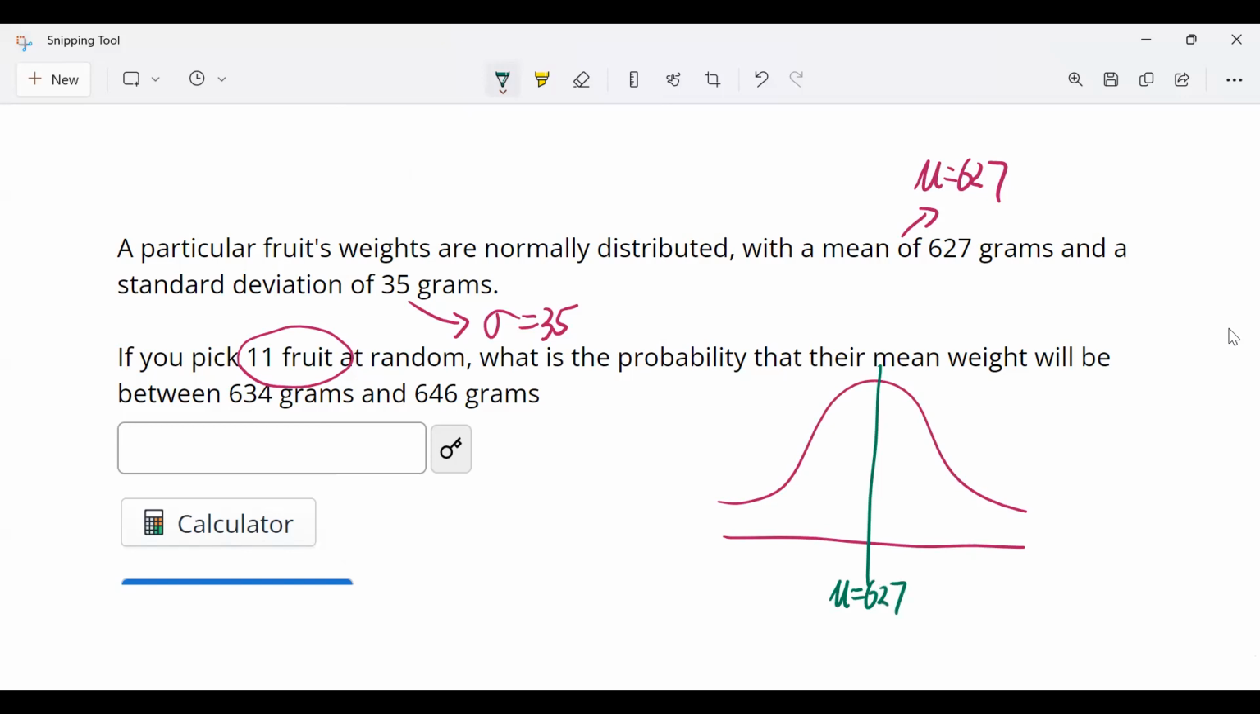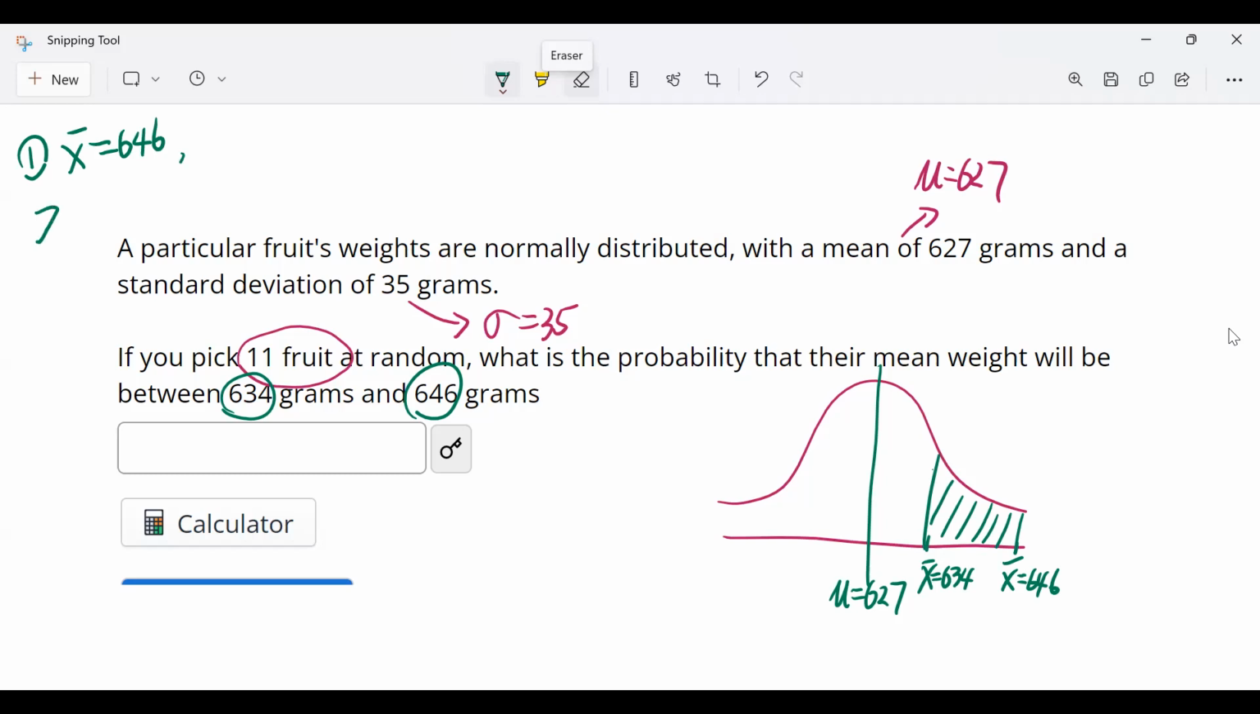So we have 2 average weights, one of them is 634, the other one is 646. So x is the sample mean. One of the means is 634, the other one is 646. And then we want the area in between. Okay. So first of all, we take the bigger average weight, x equal to 646.